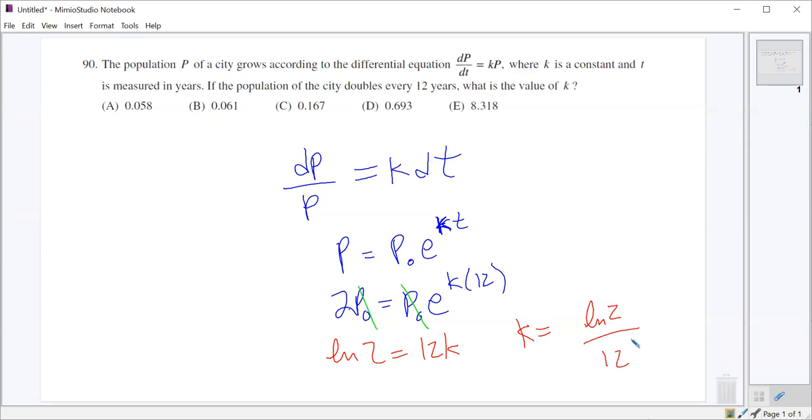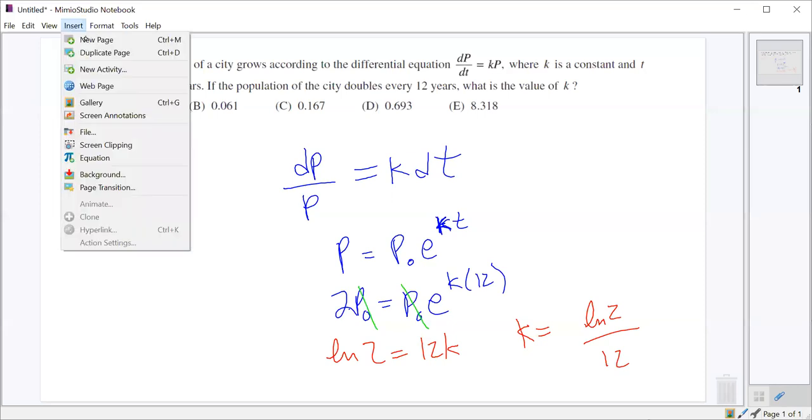And whatever that comes out to be. Thank you. Something like probably A or B is my guess. It's A. Look at that. Everybody okay there with number 90? All right.